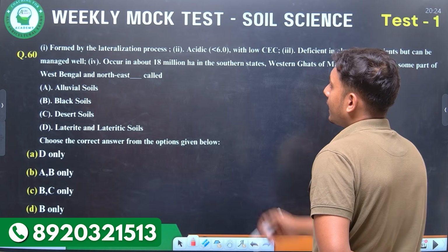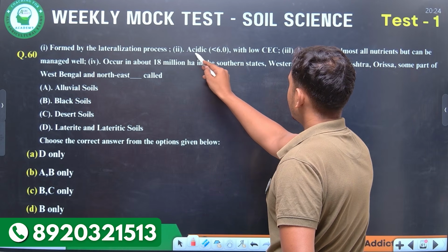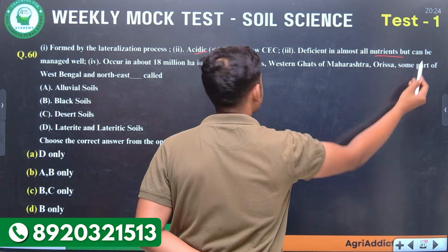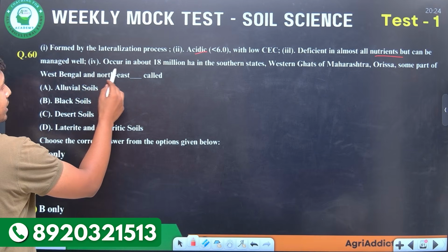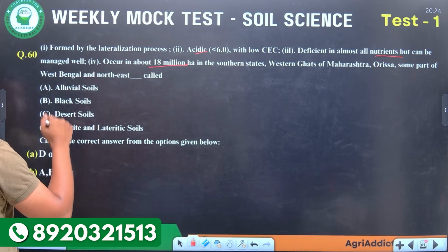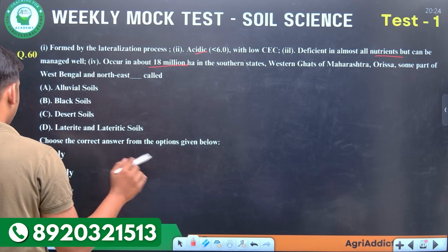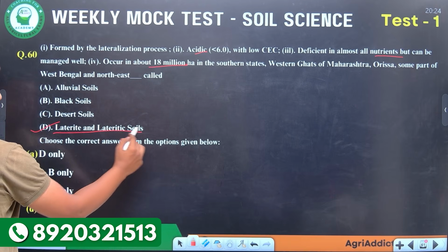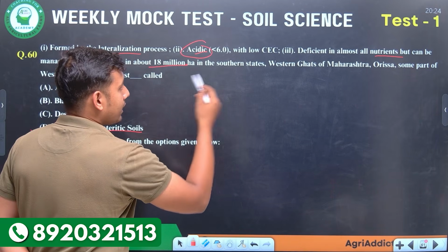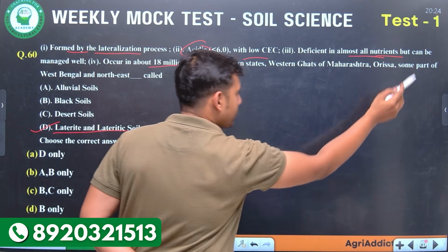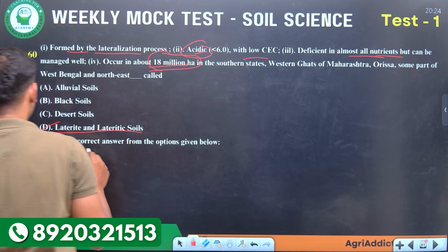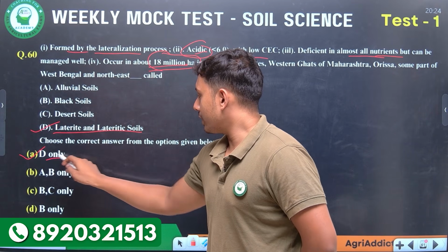This is formed by the lateralization process, acidic with low CEC, deficient in almost all nutrients, but can be well managed, occurs in 18 million hectares. So what is the soil actually? It is laterite and lateritic soil. These are the characteristics of the lateralization process, laterite soil. Acidic nature, okay. CEC is low, okay. Deficient in almost all nutrients, that is also for laterite soils. 18 million hectares, it is also in laterite soil. So option D, that is the only answer.